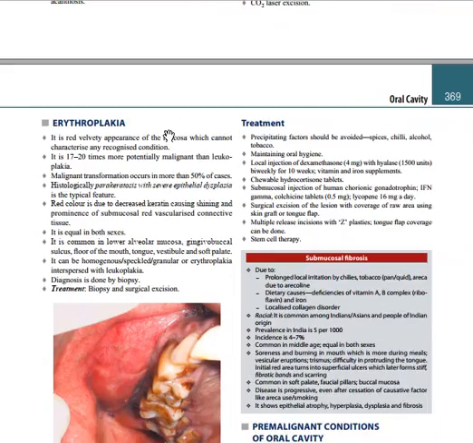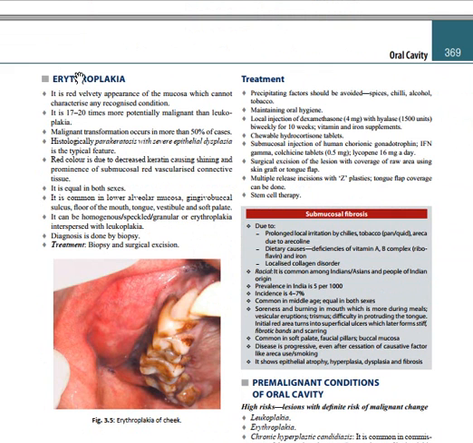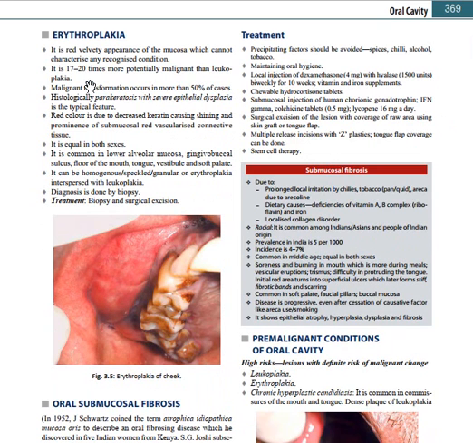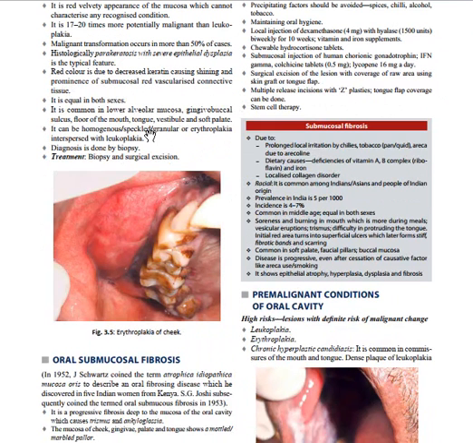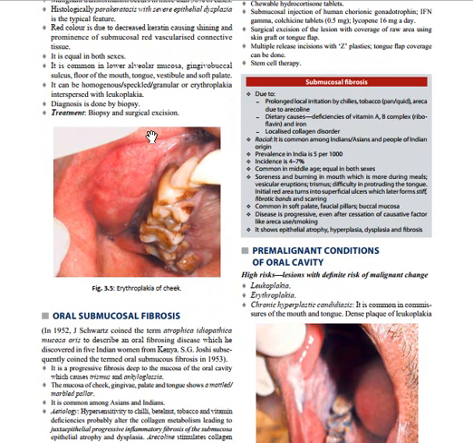Now, the next one is erythroplakia. In the case of erythroplakia, it's not going to be white, it's going to be a raised lesion which is instead reddish. That's why it's called erythroplakia. Now erythroplakia has a 50% chance of being converted into a malignant lesion. It will seem like a leukoplakia, but the typical thing is that it is going to be reddish and not whitish. For the treatment, you have to do a biopsy and surgical excision in case of erythroplakia.